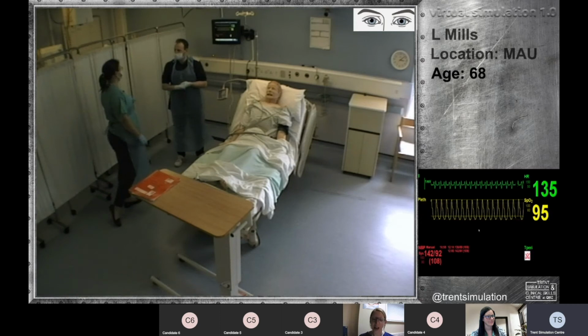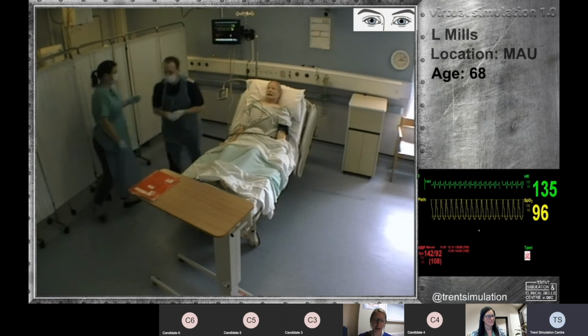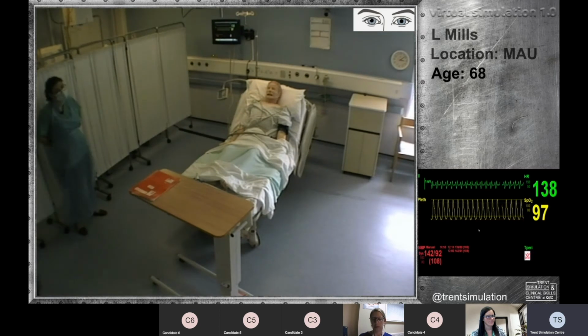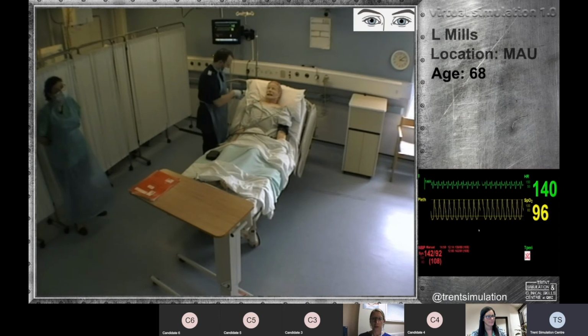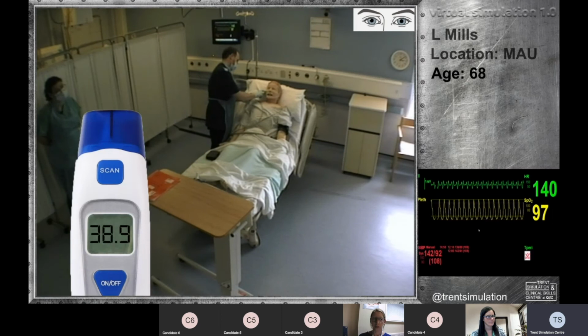That's great, thanks. Would you also mind doing a temperature and a blood glucose for me? Yeah, not a problem. Brilliant, thank you. Just going to check your temperature, Mr. Mills. That's fine. If you've asked the nurse to complete a blood glucose or temperature, test results will appear on your screen for a short time period.